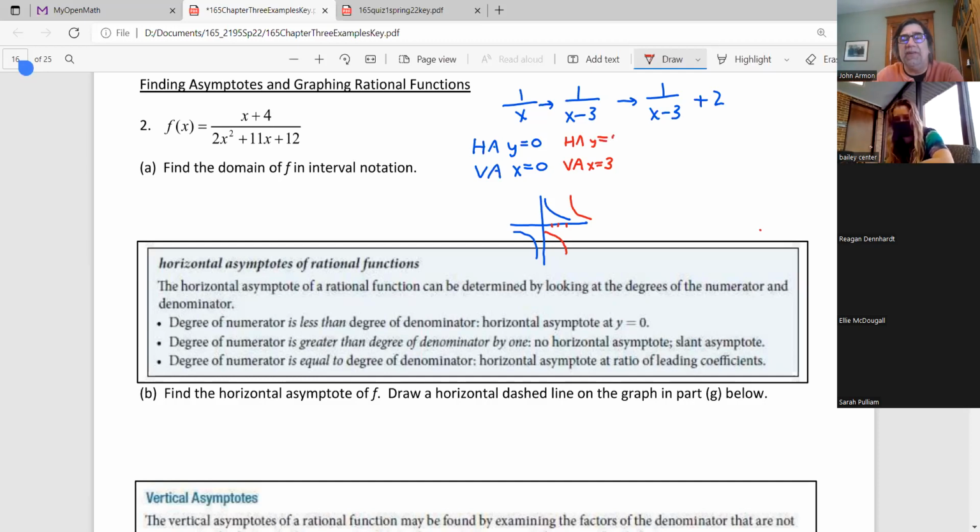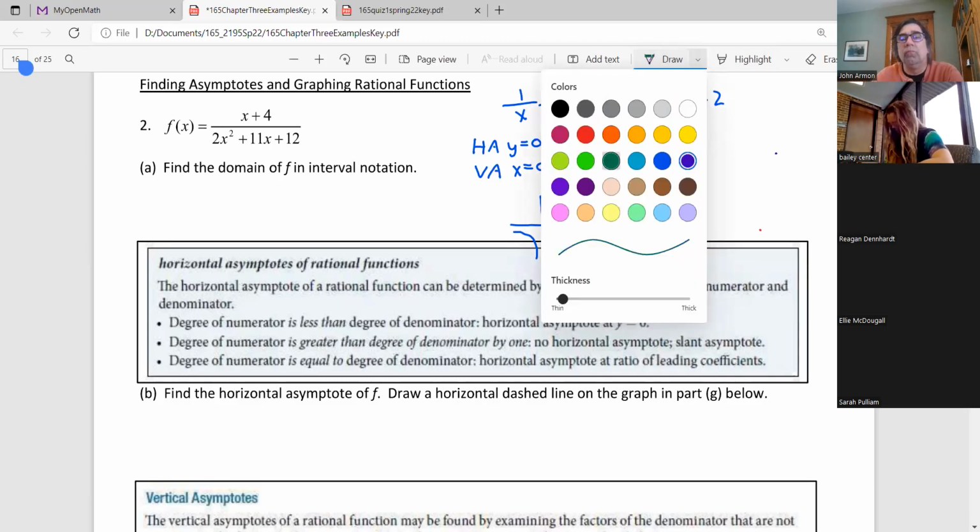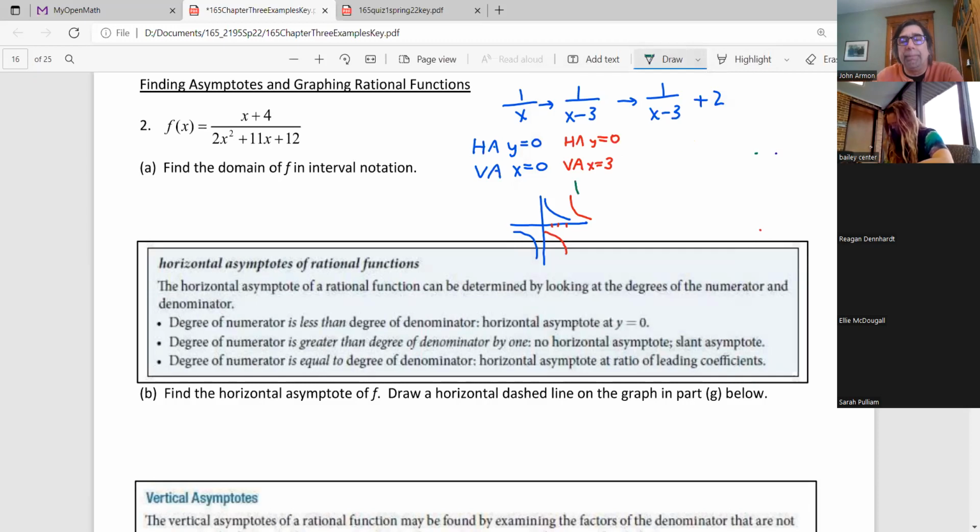But now do the second step. Move the whole graph up 2. So if the graph gets moved up 2, see if you can make a prediction here. Same vertical asymptote, but now we have a new horizontal. Any predictions on the new horizontal?